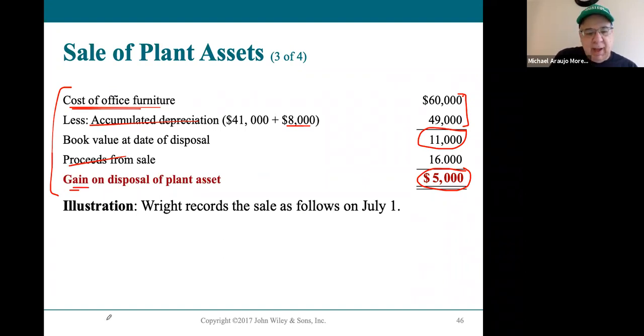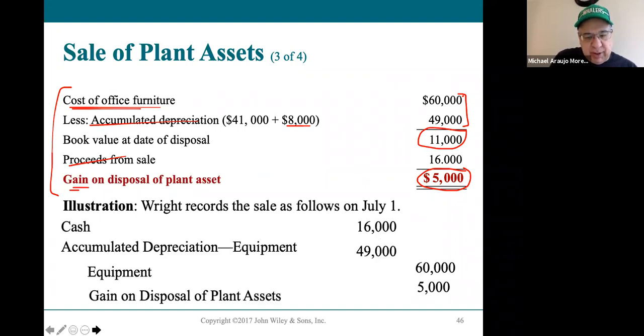And so what they would show on the books is receiving cash of $16,000. They would reverse out the accumulated depreciation. They would take the piece of equipment out of the equipment account. So the $60,000 credit to equipment takes the equipment off. The $49,000 debit to accumulated depreciation for the equipment takes the equipment off. So this basically takes the equipment out of their books. What's left is a $5,000 gain that they're going to have to recognize.